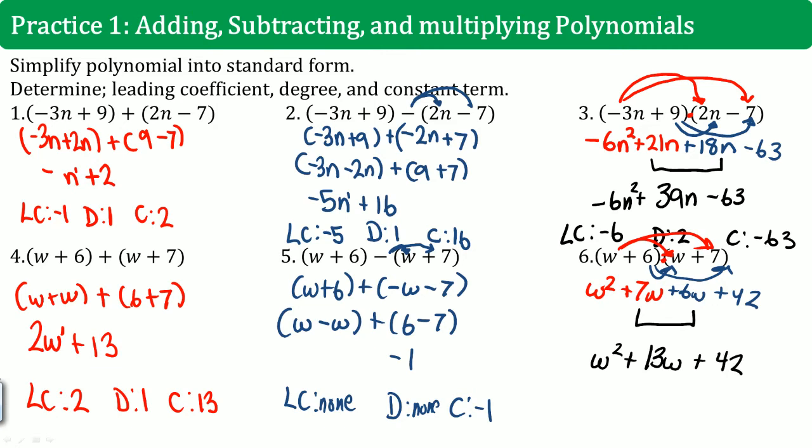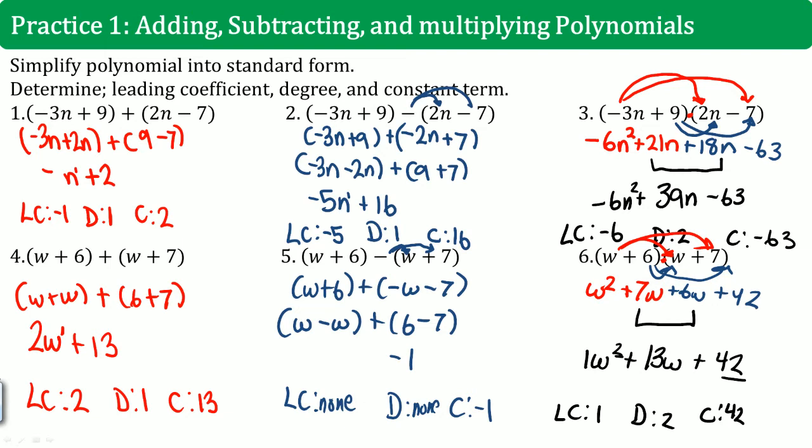Leading coefficient is a 1. There's really a number 1 out in front. The degree here is 2. The exponent here is 2. And the constant term is this number of 42. All right. I understand number 5 was weird because the w's disappeared once you subtract.